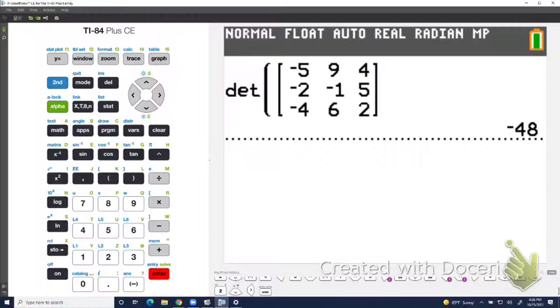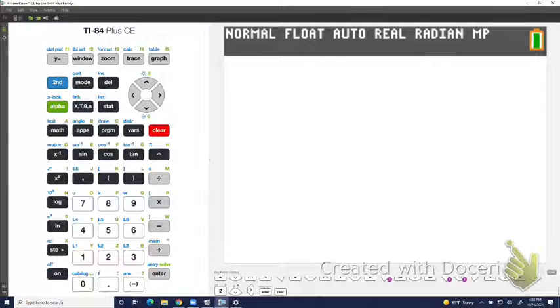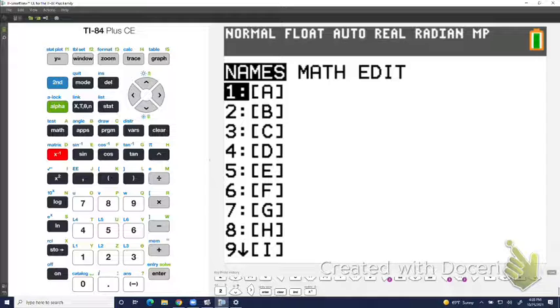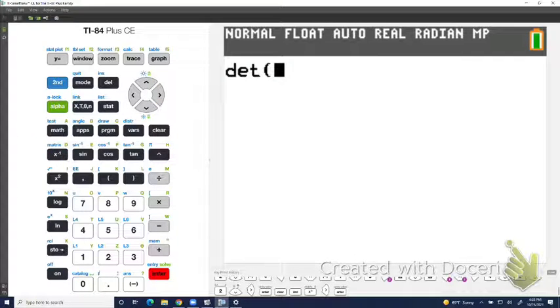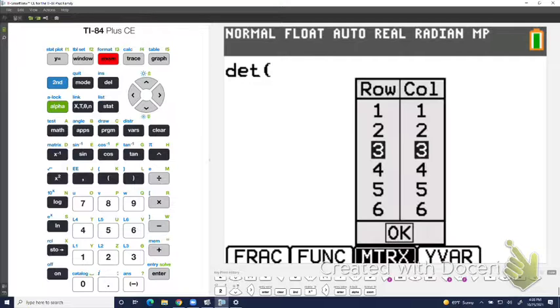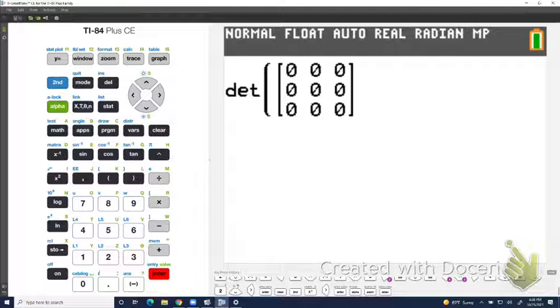If you go back to the calculator, again, to do the next one, you can clear this off. Remember, I went to second matrix, arrow over to math, enter on number 1, then alpha zoom, entering in a 3x3, and just type in the numbers.